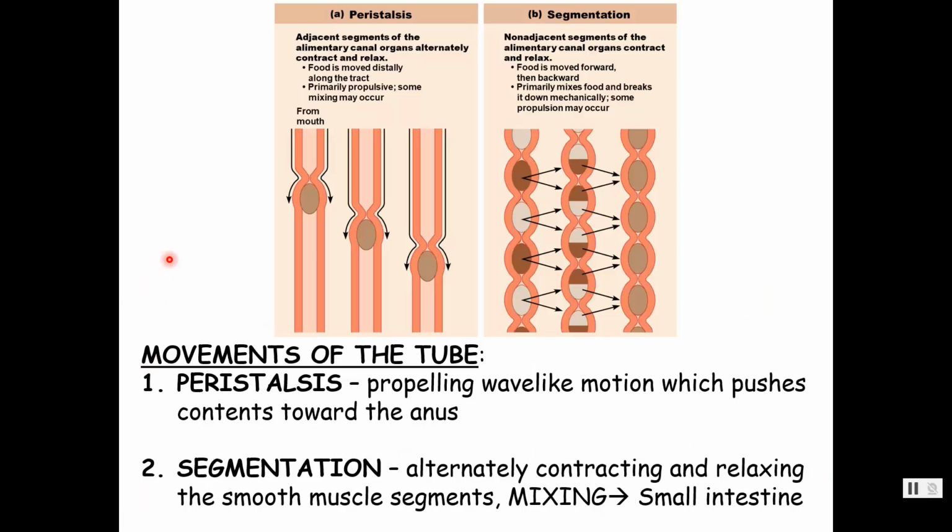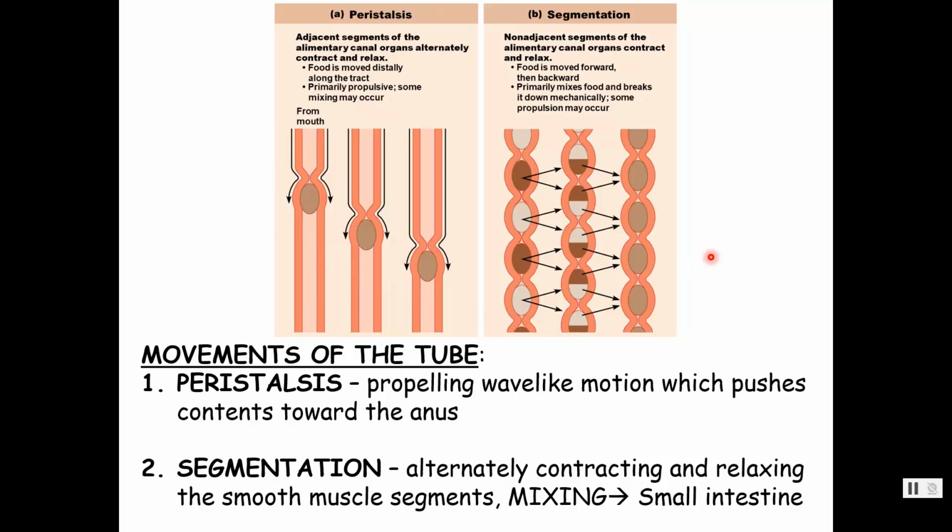There you go. Okay, so movements of this food tube. We have this muscularis layer, and there are four different types of movement. The one we already talked about is peristalsis, which is just adjacent segments of the alimentary canal alternating contraction and relaxing, a sort of propulsion that moves food through the food tube.